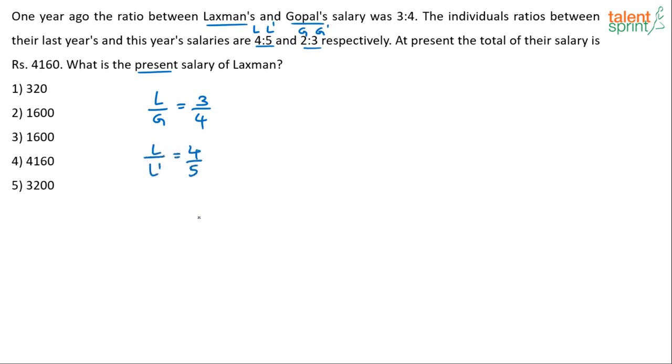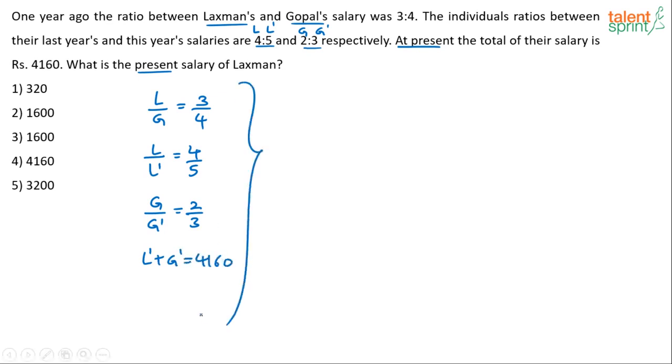By the way, you don't have to write these steps in the exam. I'm just trying to explain it to you in detail. You can cut down all these steps when you solve it yourself. Similarly, G by G dash, Gopal's salary last year to Gopal's salary this year is 2:3. And then at present, which means this year, the total of the salary is 4,160. L dash plus G dash is equal to 4,160.